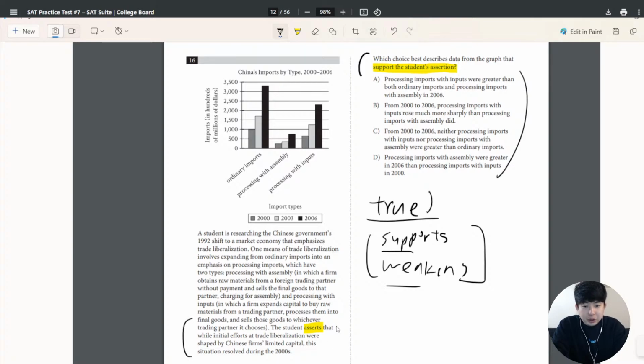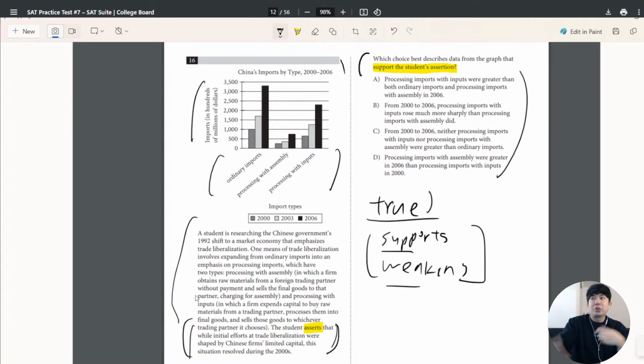While initial efforts at trade liberalizations were shaped by Chinese firms' limited capital, this situation resolved during the 2000s, okay. So this one is going to be, I don't know what that means at the moment. Why? Because I just read that, right? And then I read imports and these things, and I have no idea what the relationship is to this. At that stage, I start reading all of this stuff, okay?